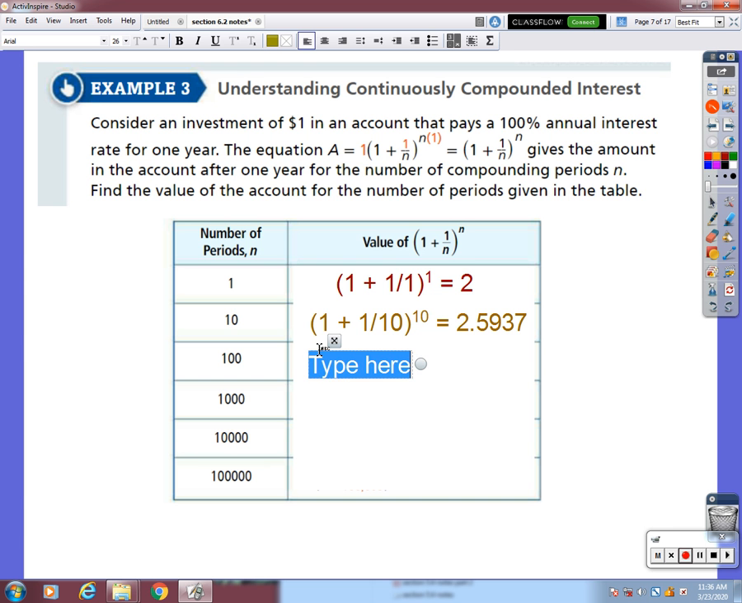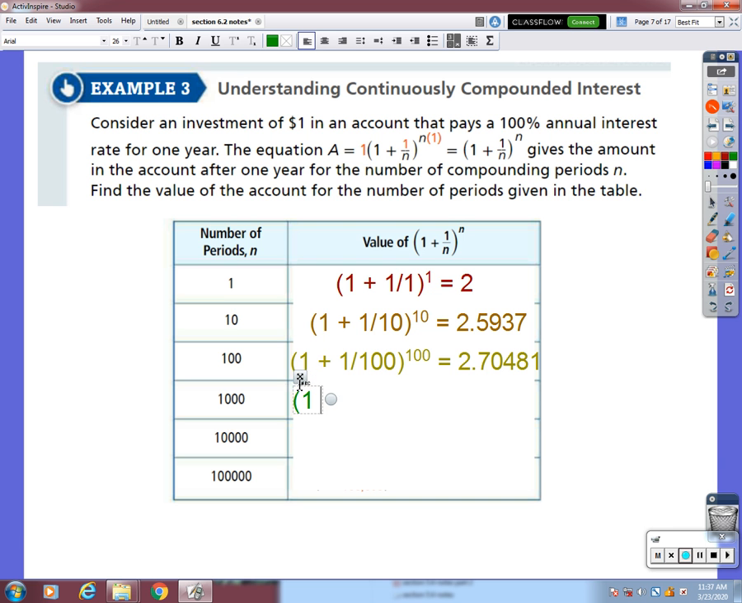Okay, let's play again. This time let's go 100 times per year. So 1 plus 1 divided by 100 to the 100th power. Just have to change a couple numbers here. And if I do that, I end up with 2.70481. Okay, so again, slightly more money, because we're putting interest in more times, so we're going to get more money.